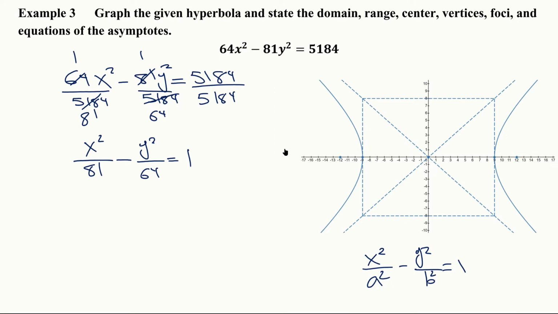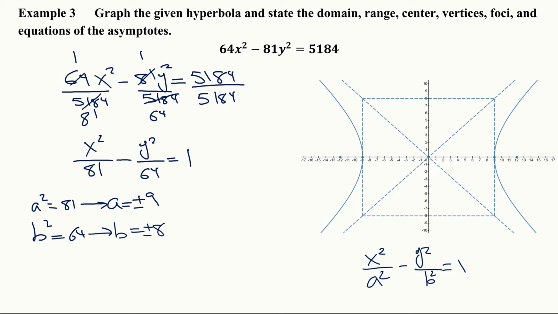So now the rest is easy, right? Because we know a squared is 81. Therefore, a is, we will go back, switch back and forth, plus or minus 9. B squared is 64. Therefore, b is positive or negative 8.